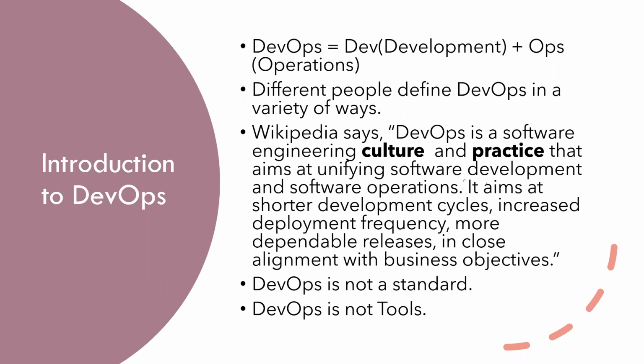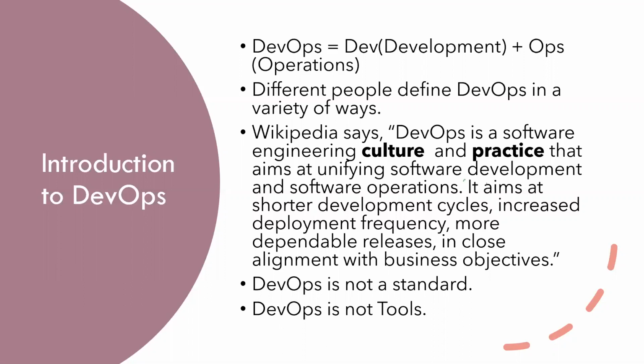DevOps, if we look at the name, is derived from two words, dev and ops. Dev means development and ops means operations. It is a combination of these two words. Everyone has their own definition, but let's see what Wikipedia says about DevOps. Wikipedia says that DevOps is a software engineering culture and practice that aims at unifying software development and software operations. If you focus on the two highlighted words, culture and practice.